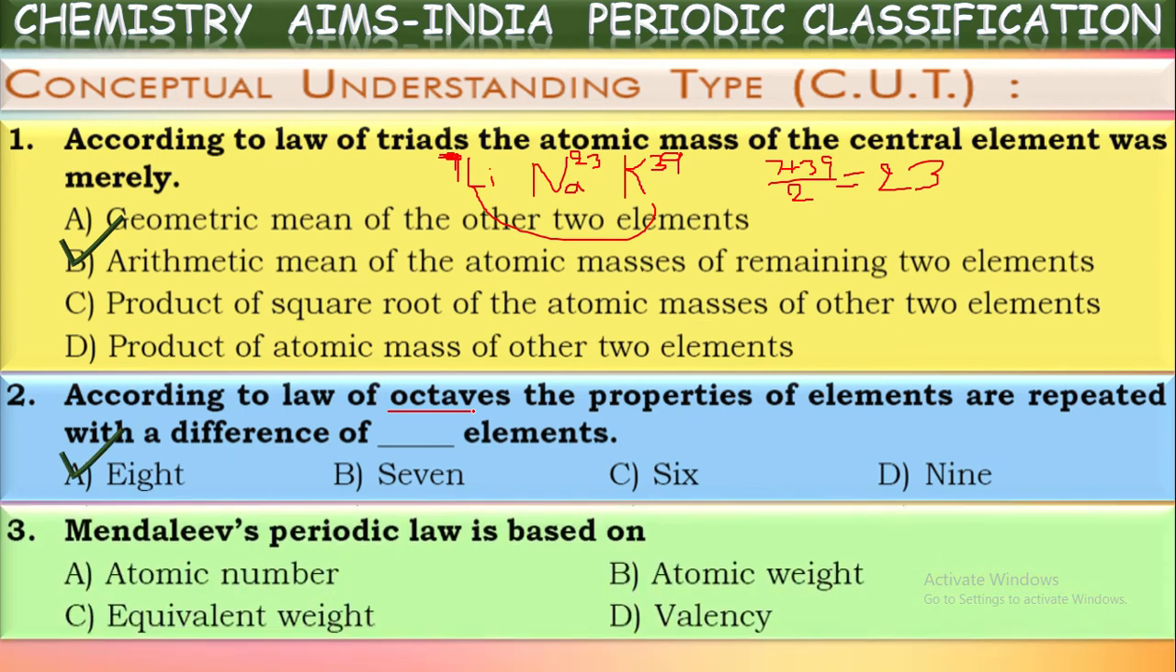Next, Mendeleev's periodic law is based on... Mendeleev's periodic law is based upon the atomic mass, or atomic weight, of the elements. He arranged all the elements in the increasing order of their atomic masses. Then he observed the repetition of properties from one element to certain other elements, so he wrote those elements one below another in a group. In that way, he chose atomic mass as the basis for the classification of elements.